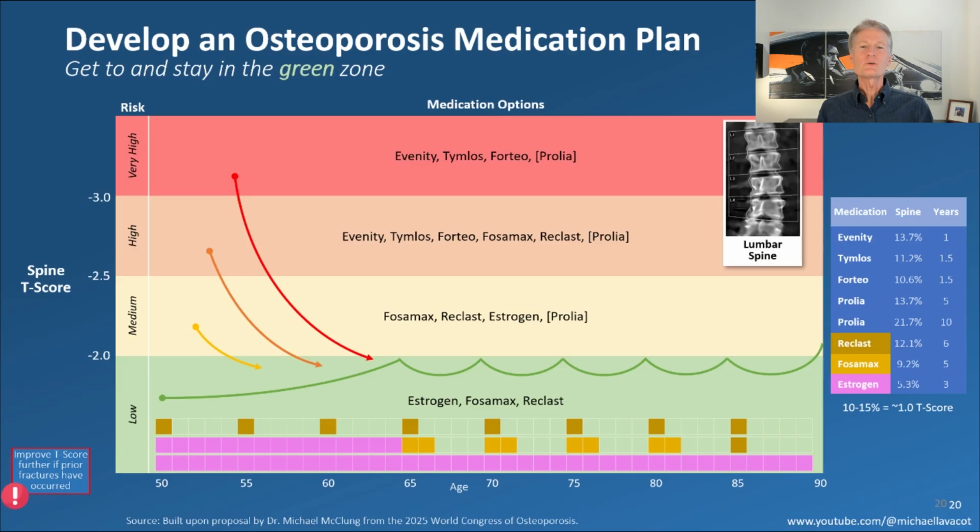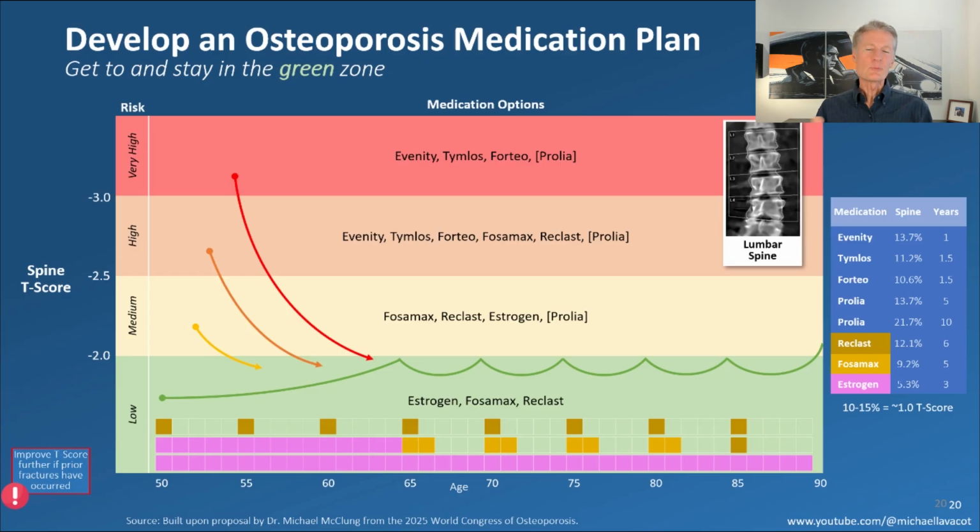And going back, so Fosamax and Reclast, right? If you're just above that -2.5, you could get into this range kind of safely and then transition into this kind of maintenance mode that I'll explain in a second. If you can't get those 2 drugs, or maybe you're at something higher than that, like -2.8, -2.9, and you can't get Evenity, Tymlos, and Forteo, again, Prolia would be your choice there.